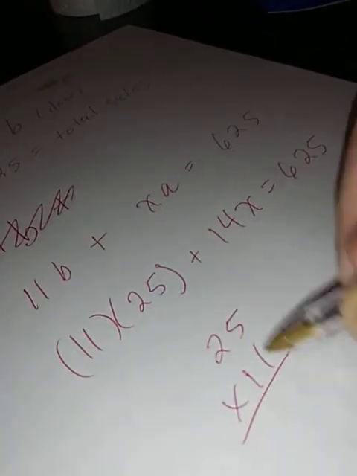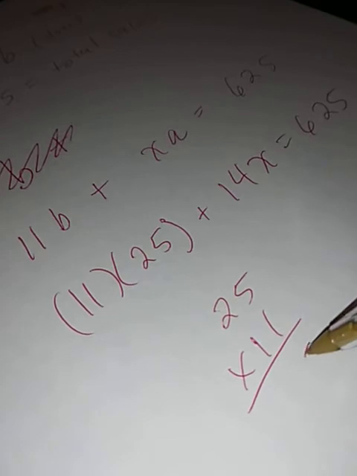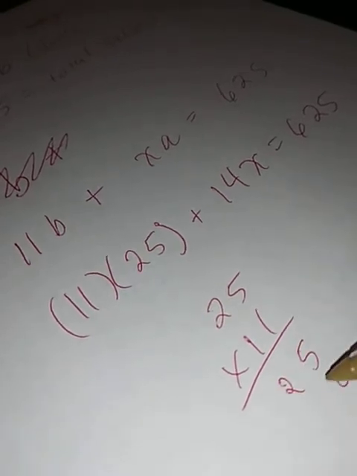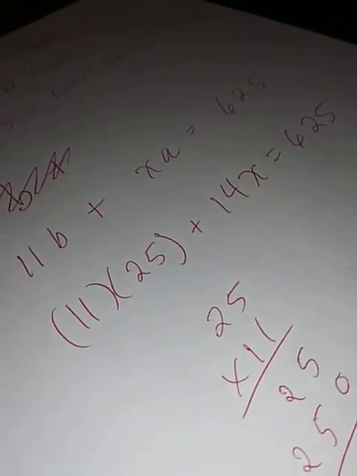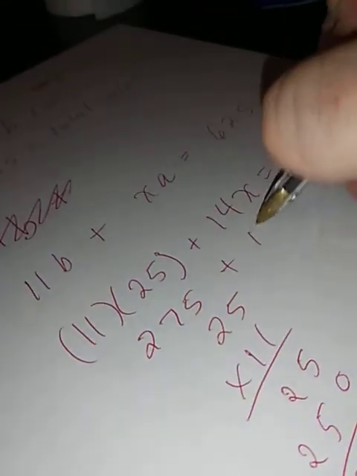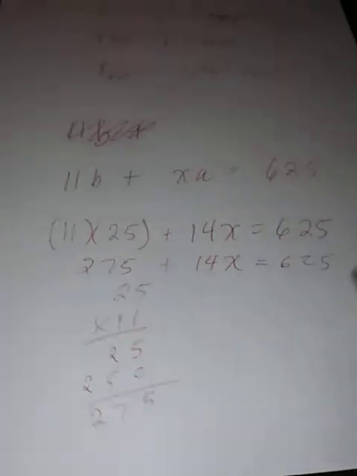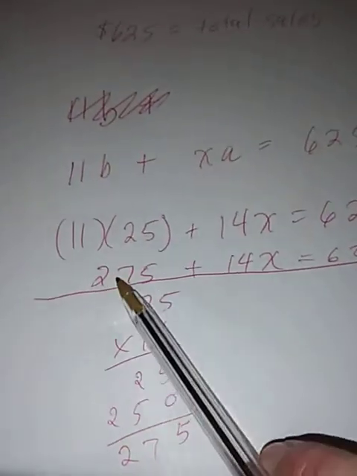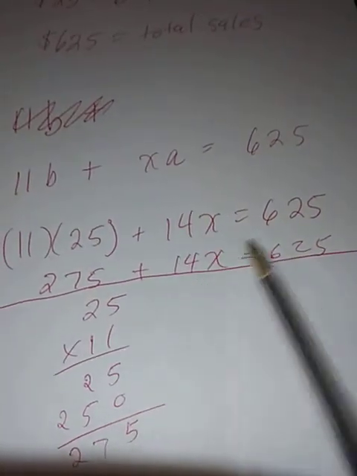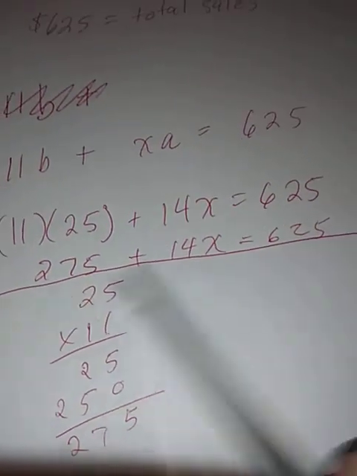You can do it on the scrap paper here if you need to, no problem. 5, 2, carry, 5, 2, 5, 7. So this is 275 plus 14x equals 625. Like this. Alright, 11 times 25 is 275 plus, bring down the 14x, bring down the 625. Okay, so let's do this on another piece of paper. A little bit of a longer problem here.